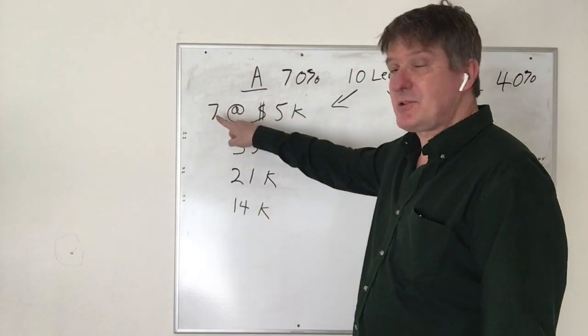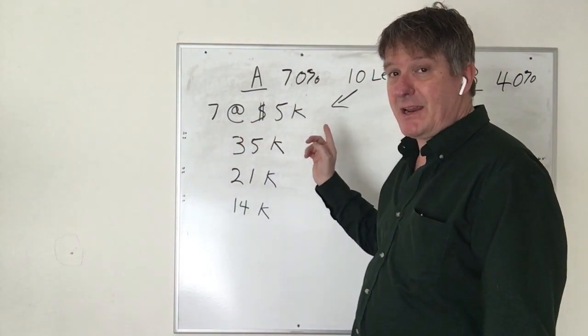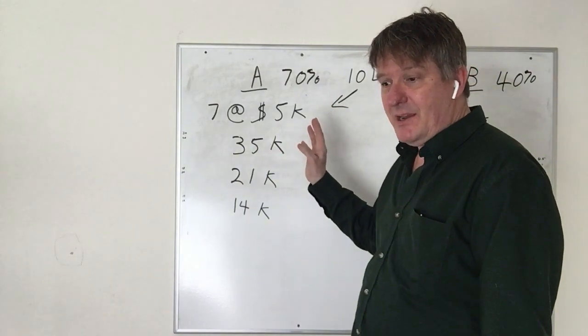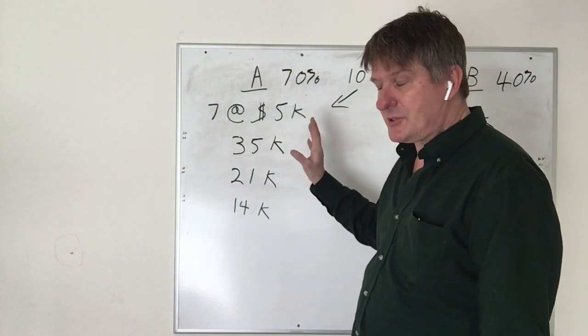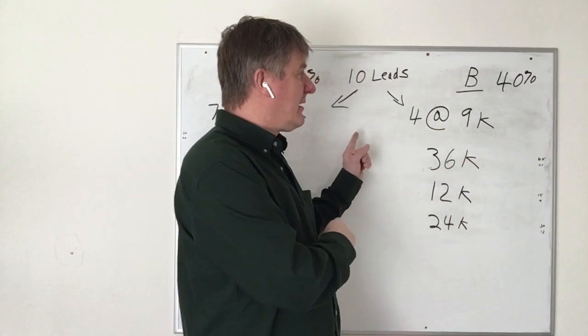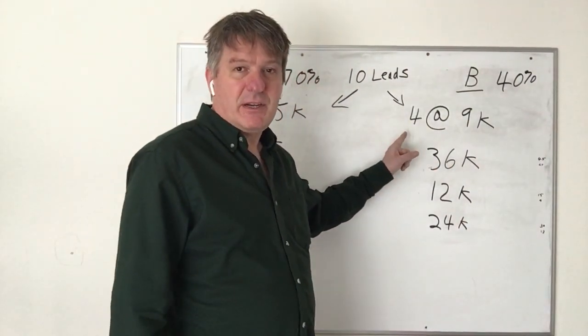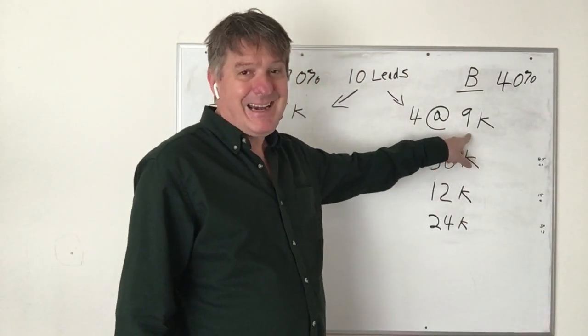If you close 70% at 5K, now this guy's bragging, man, I got a 70% close rate. And everybody's like, wow, what a great salesperson. On this scenario over here, we got a guy who closes 40%. He closed 4 leads, but he did them at 9K.